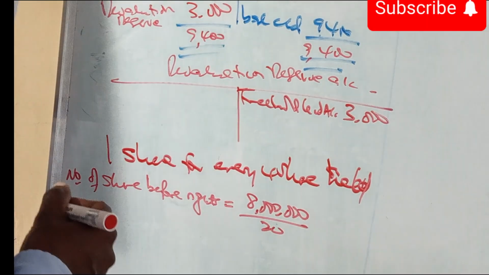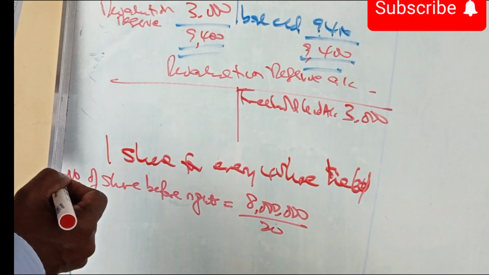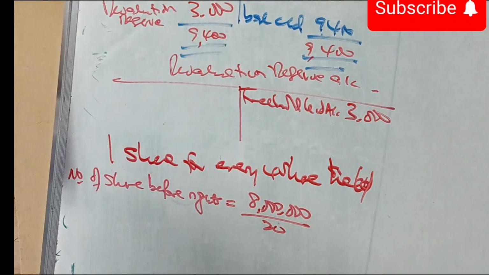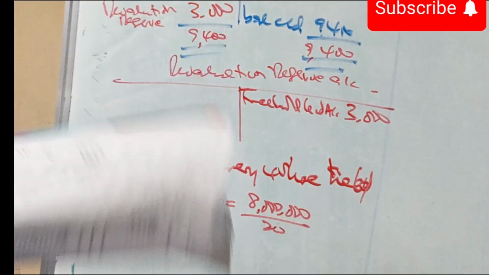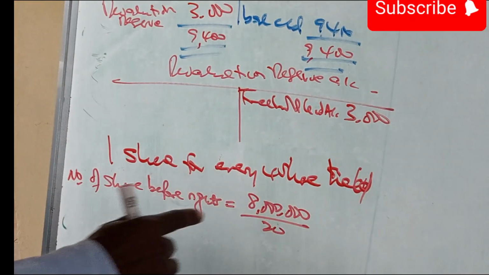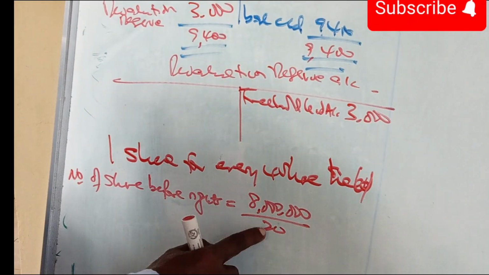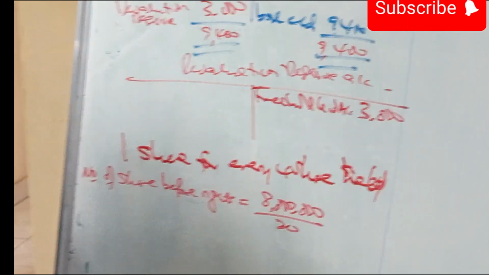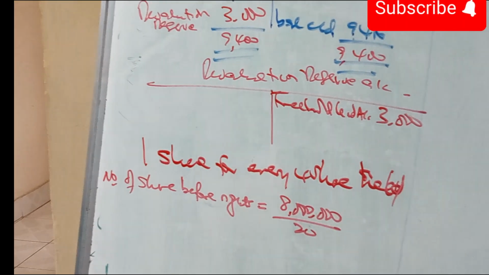You are told it has authorized capital of 2 million ordinary shares of shillings 20 each. The par value is 20. So you divide the 8 million share capital by the par value to know the number of shares existing.